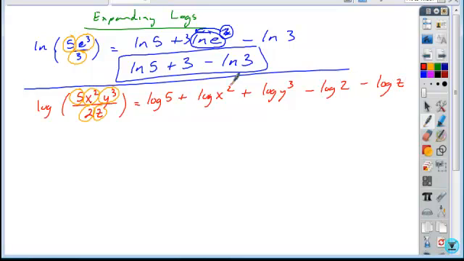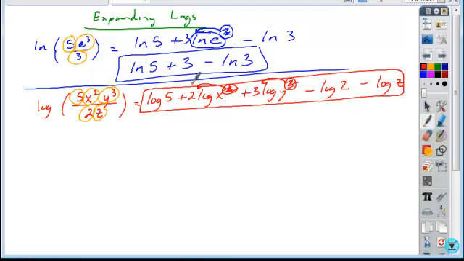The last thing is to apply our properties of these powers and move them out front. They become multipliers, and that gives you your simplified form. So this is the expanded form for this particular log.